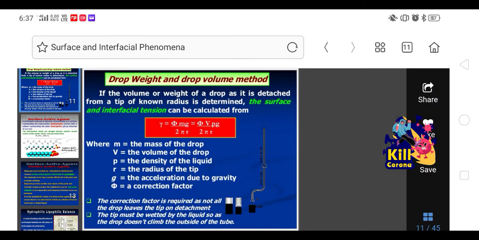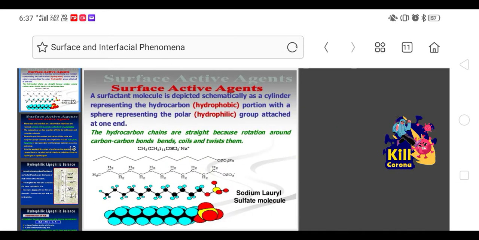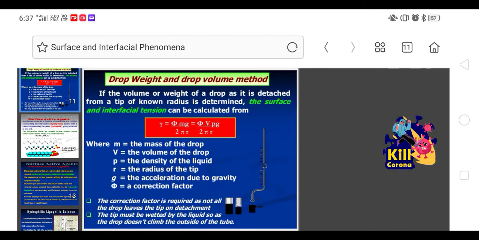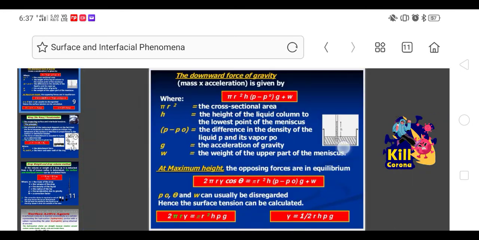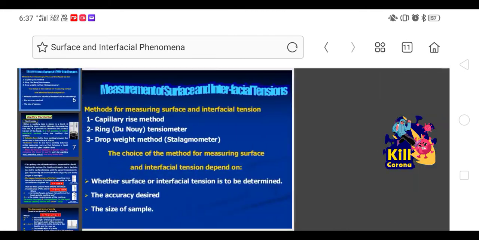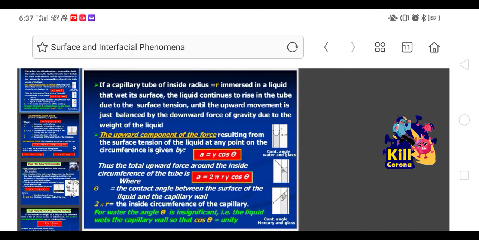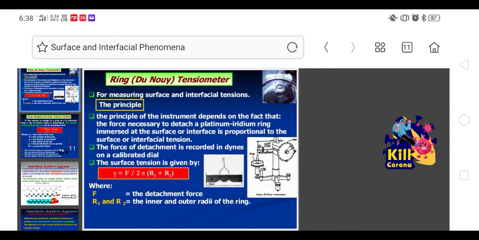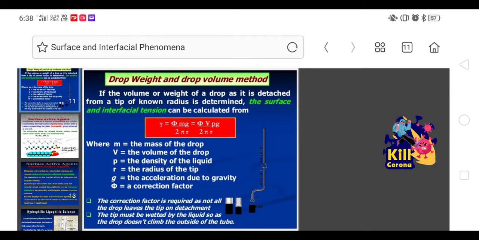So these are the three methods for measurement of interfacial tension. First is the capillary rise method, second is the ring detachment method, the ring tensiometer, and third is the drop weight and drop count method. Okay, today we will do this much.